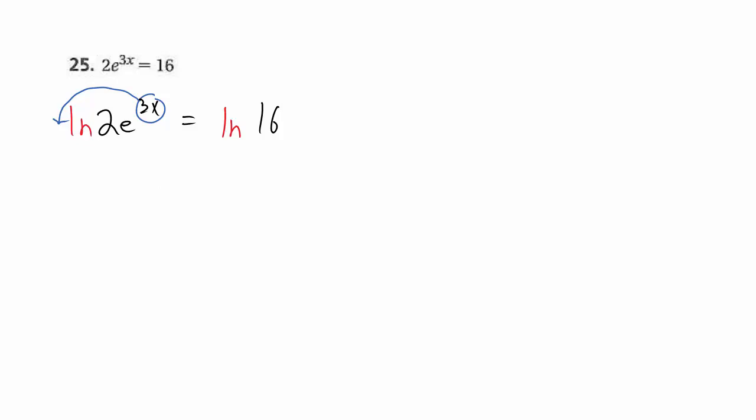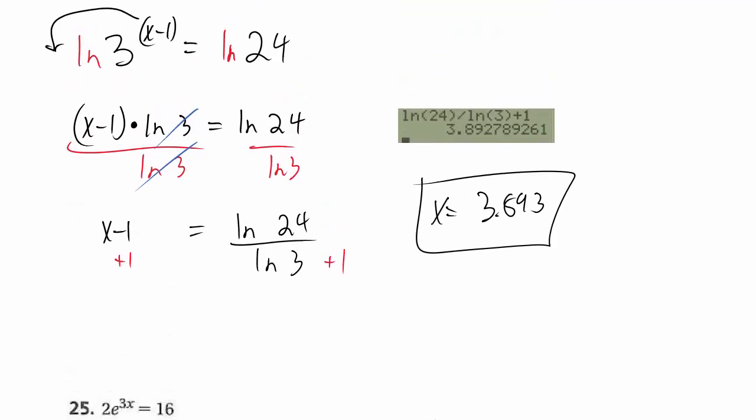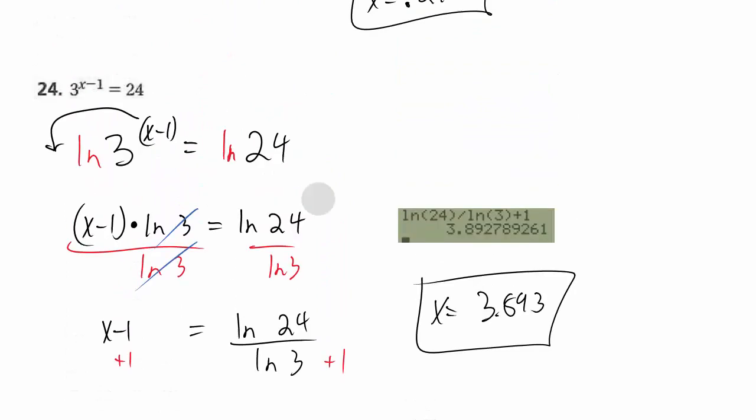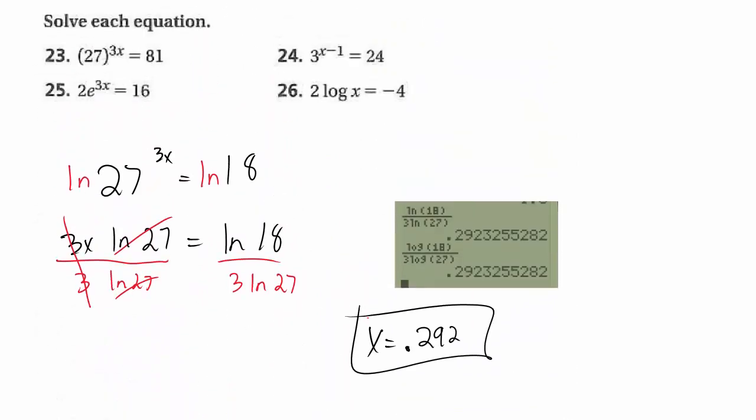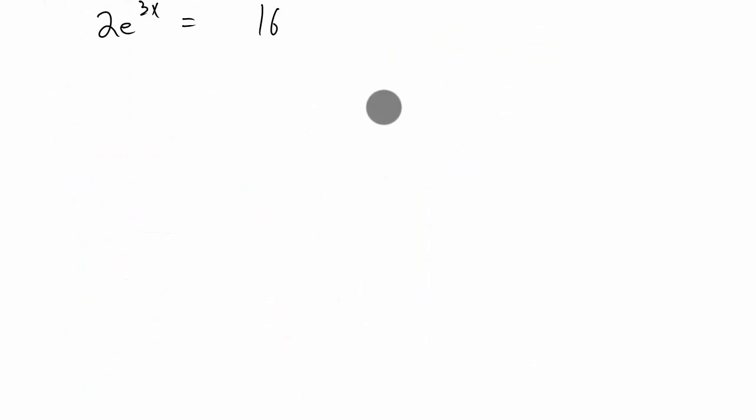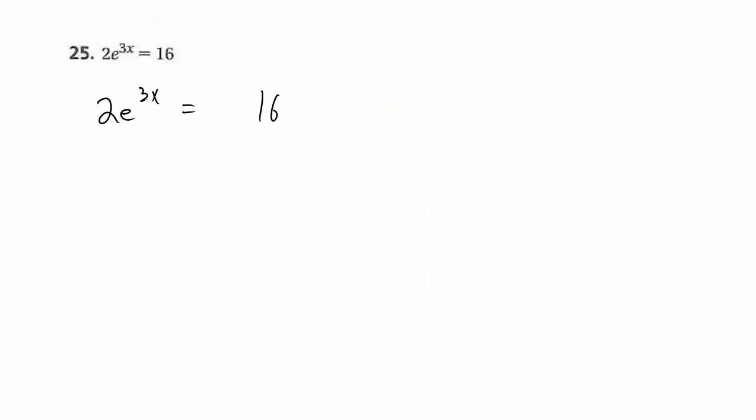Before I can natural log both sides, let me get rid of this coefficient too. For number 23, we had just the base and its exponent on the left side. But here we have the base, the exponent, and this coefficient. So that makes it to where we can't log quite yet. Let's get rid of this 2 by dividing it out. So we get e to the 3x power is equal to 8, or you could leave it as 16 over 2 if you want. And then we want to start using the log property to get that 3x down.